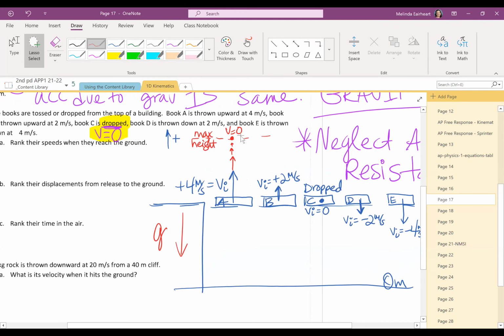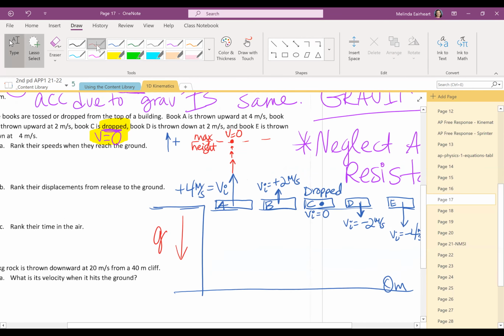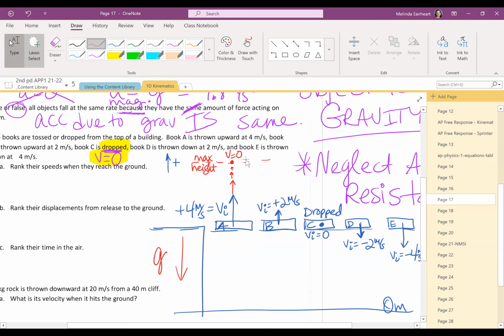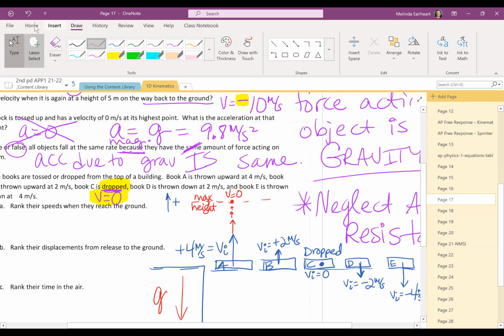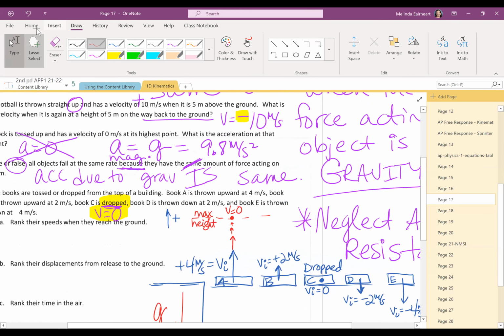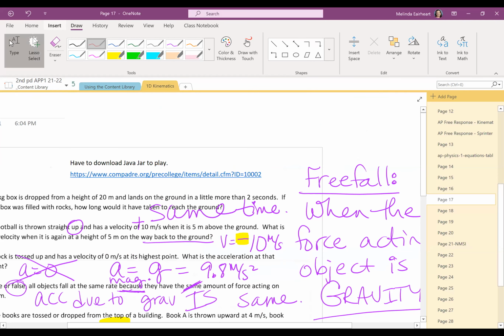Maybe. Come on, pen, let me. What are you doing? Draw. Oh, it's on this. I know, but it was also on lasso and I didn't select lasso.